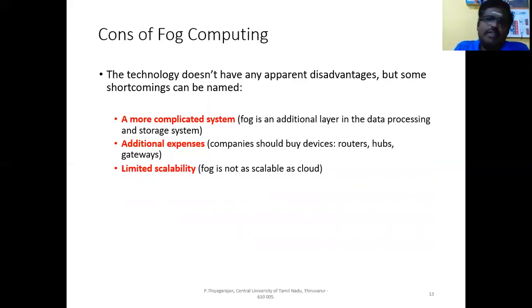In the cloud, a very, very important advantage is scalability. We can scale the processing capacity or the storage capacity at any time to any extent. But that cannot be done in fog computing. It has very limited resources. So we cannot do that much scaling as we do in the cloud. So these are some of the shortcomings. We can say this is not a major thing compared to the advantages. These are not major shortcomings. But if you want to really discuss some of the things, then these are the things: a more complicated system, additional expenses, and limited scalability. So that is the importance of the cloud and the fog.